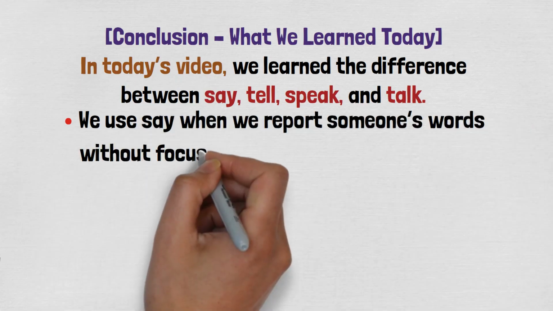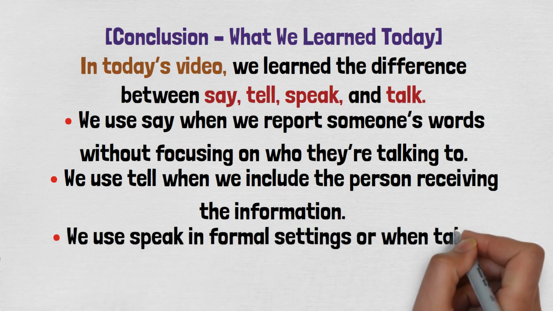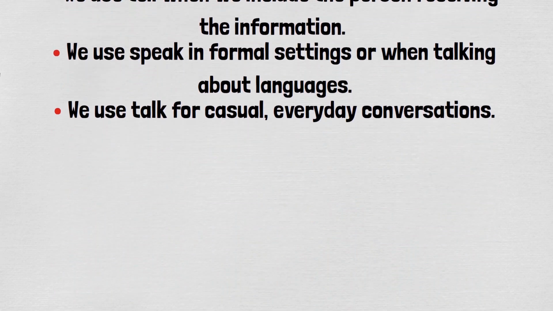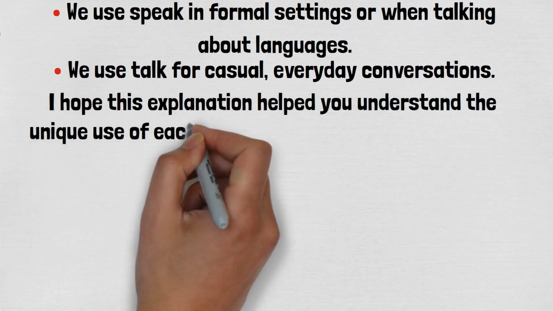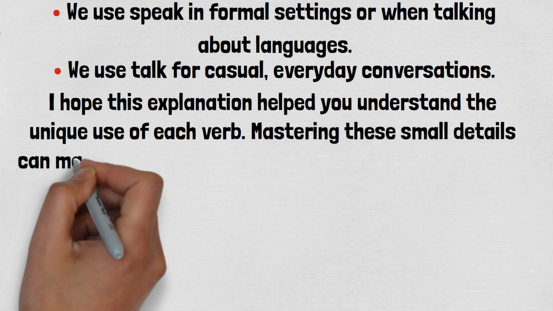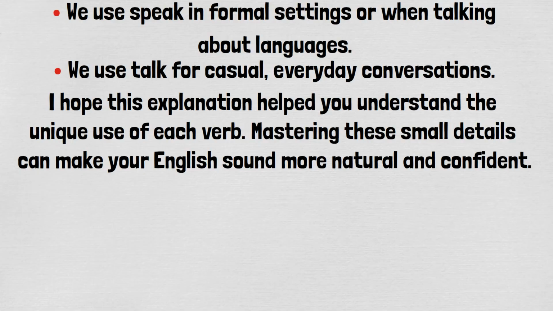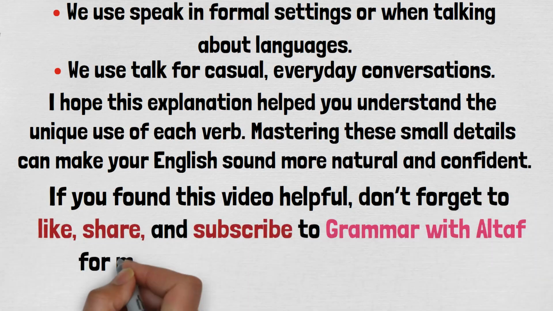Conclusion, what we learned today. In today's video, we learned the difference between say, tell, speak, and talk. We use say when we report someone's words without focusing on who they're talking to. We use tell when we include the person receiving the information. We use speak in formal settings or when talking about languages. We use talk for casual, everyday conversations. I hope this explanation helped you understand the unique use of each verb. Mastering these small details can make your English sound more natural and confident.